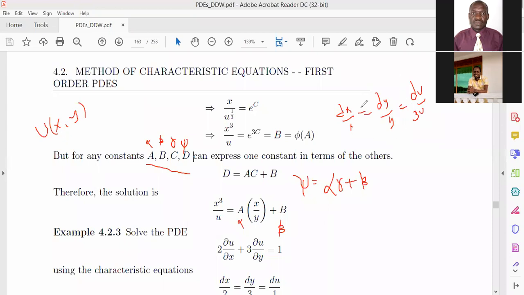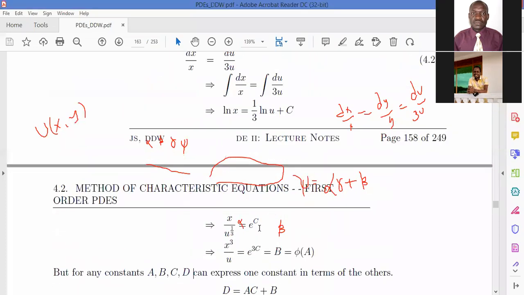And here, when you talk of the bundling, remember what you are looking for is u. So if you try to make u the subject, that is the x cubed over u. That is this representation there. Then you have A, but I'm choosing to call my A, alpha. So this alpha is a function of the solution we got for dx over x, dy over y. That was the x over y.